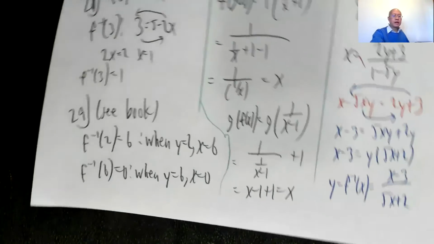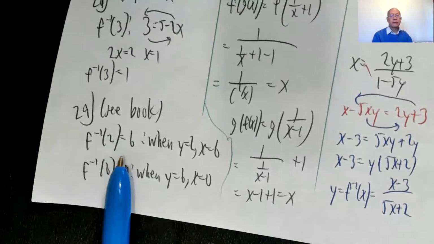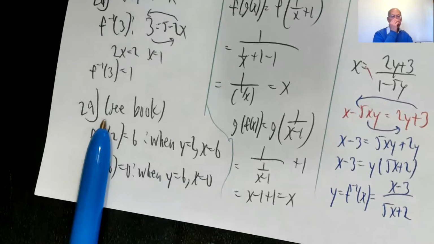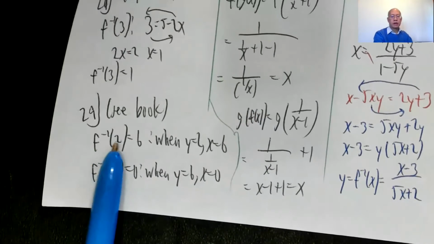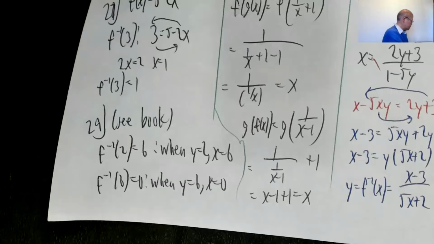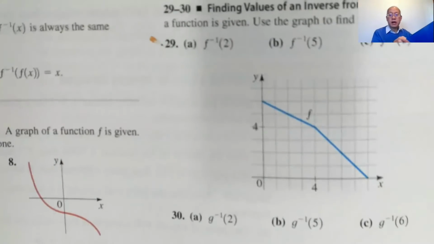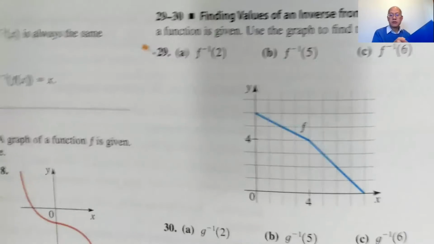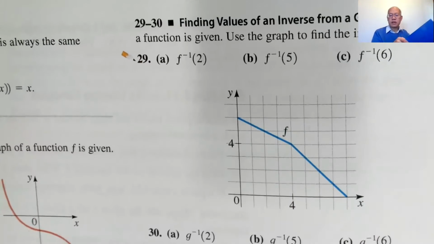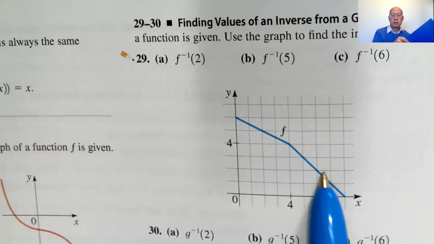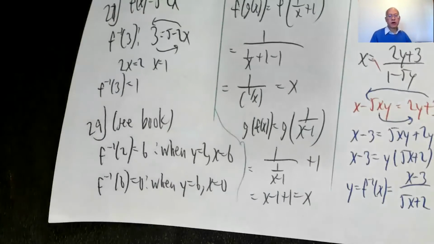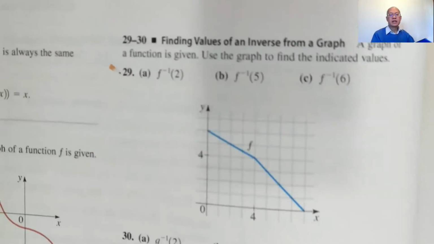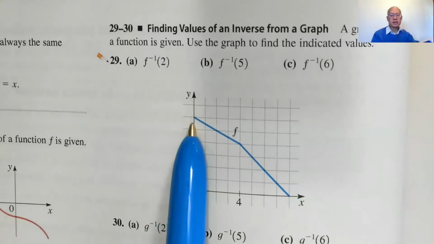29, you have to see the book for that. f inverse of 2 is 6. That means when y is 2, x is 6. Now, when you see f of 2 equals 6, that means when x is 2, y is 6. f inverse, f with a negative 1 there, means you go the other way around. That means when y is 2, x is 6. Problem 29. If you see when y is 2, x is 6, which is way over here, it looks like. Okay. And then f inverse of 6 is 0, because when y is 6, x is 0. y is 6, x is 0 over here.